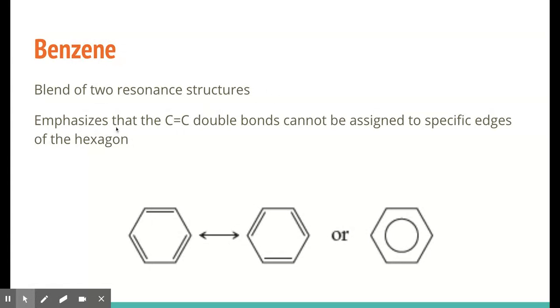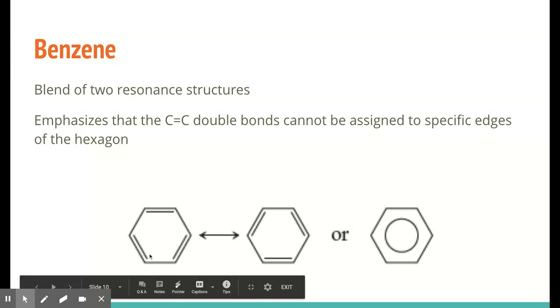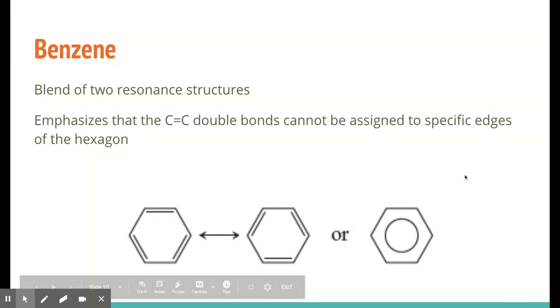It essentially emphasizes that the carbon double bonds are not assigned to specific edges. So these show those double bonds, but then this circle here just tells me that half of those 6 bonds are double and half are single, and I don't know where they are. For benzene and most hydrocarbons, it actually doesn't matter, because experimental data has shown that the length of the single bond and double bond in these molecules is the same.